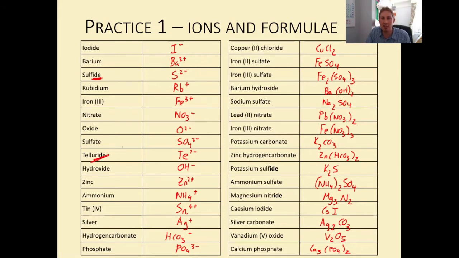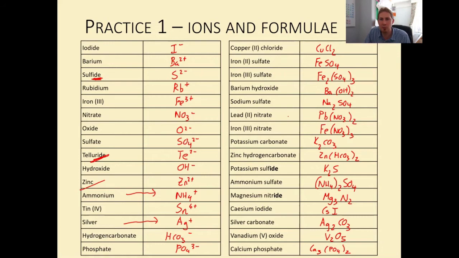Telluride, you've probably never heard of it, but tellurium there, sitting under sulfur and oxygen in group 6, so 2-. Zinc, of course, as we said, is always 2+, presume 2+ unless you know better. Ammonium, the one that people always get wrong, NH4+. Tin 4, Sn4+, hydrogen carbonate, HCO3-. Silver, of course, the exception, Ag+. Most of these should be fairly straightforward.